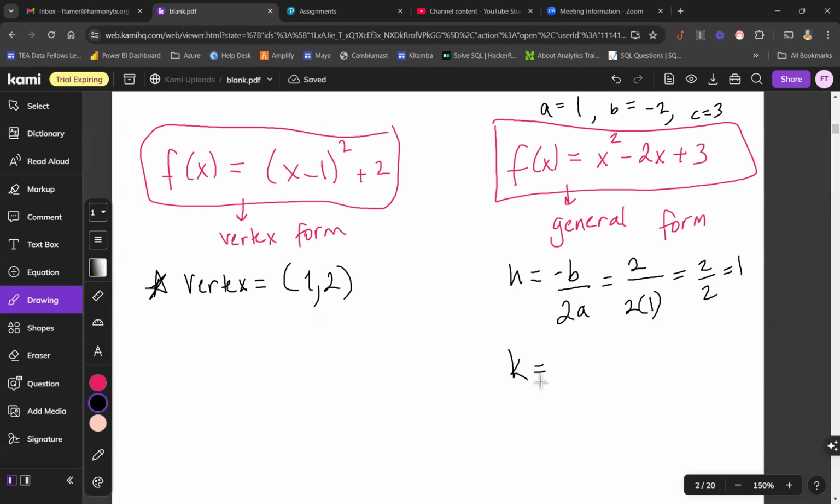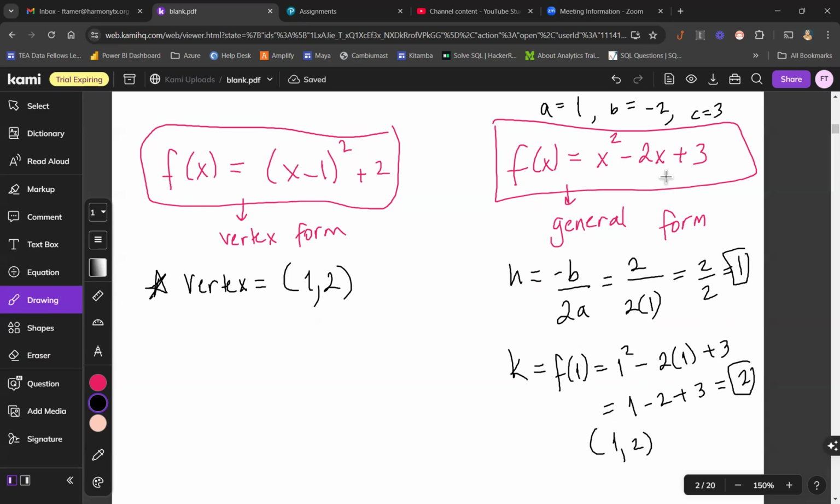Now it's time to calculate the k value. All I have to do is plug this number into the original function. So I need to calculate f of 1. So I will need 1 squared minus 2 times 1 plus 3, which would give me 1 minus 2 plus 3. So 1 minus 2 is negative 1. Negative 1 plus 3 is 2. That's how I get the k value. Now I can put them together. h is 1, k is 2, and this is the vertex for this function, which is the exact same information that we got from the vertex form. Again, this is very advantageous compared to this one if you're looking for the vertex.